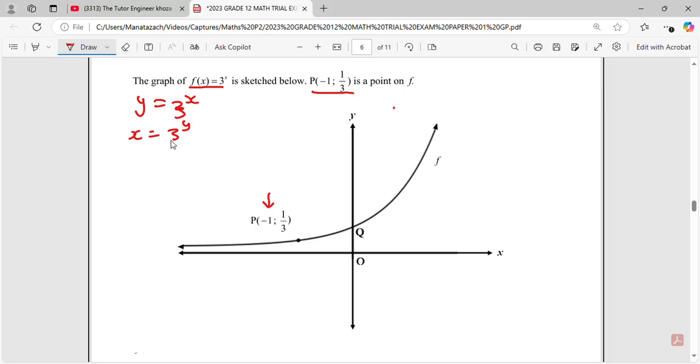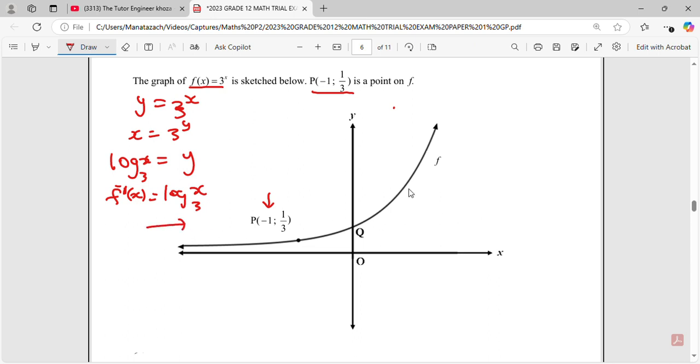Then you write everything in terms of y. So you want to take the 3 to the other side so that you remain with y alone here. The y will drop down, which is just one of the logarithmic laws. So it's going to be log x, and then the 3 becomes the base in front of the log. So that is the inverse. You normally represent the inverse as f to the power -1. So that's log of x base 3.